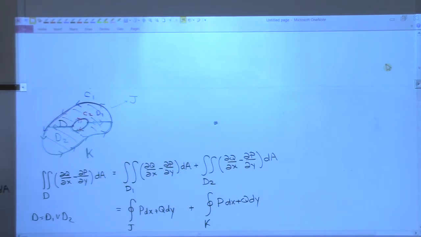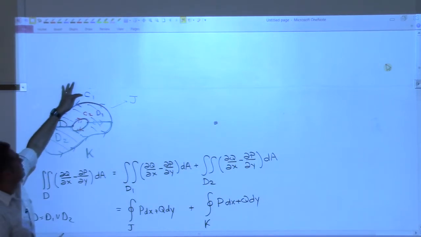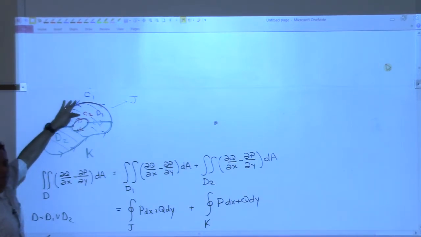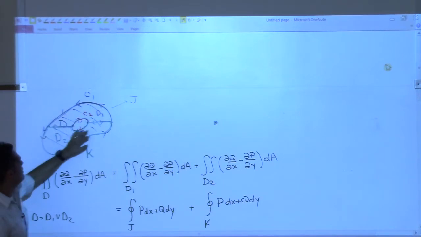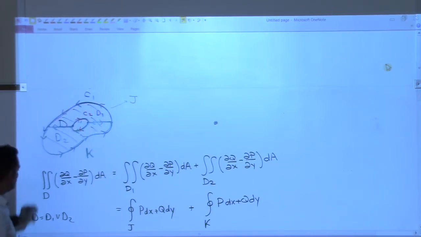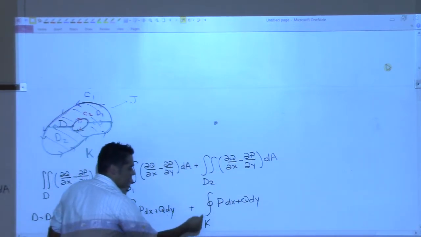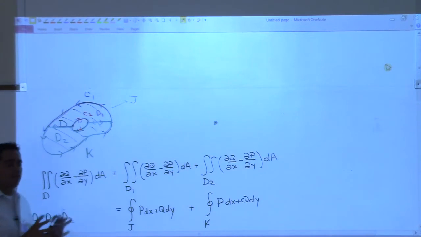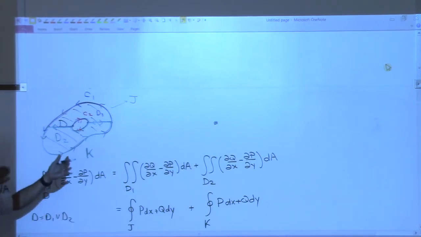Remember, this problem started out with me giving you C1 and C2, right? And we were talking about this D in here. I have somehow said that the double integral over D is going to be the line integral over J and over K. I'm going to try and get somehow J and K back to C1 and C2. So here's how I'm going to do it.